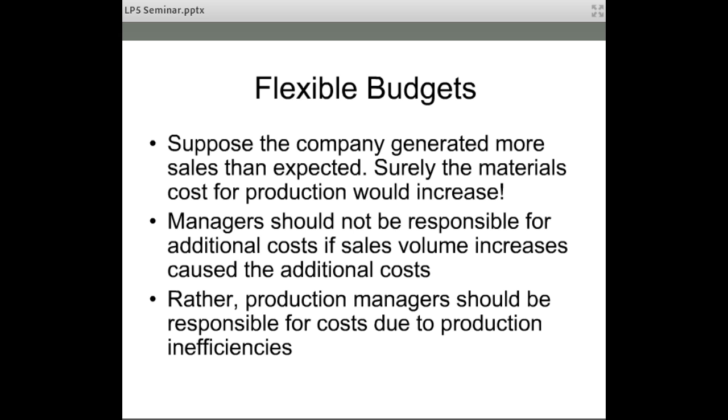Flexible budgets are a wonderful tool for managers. Suppose the company generated more sales than expected. Surely the materials cost for production would increase. Managers should not be responsible for additional cost if sales volume increases, because that's the cause of the additional cost. Rather, production managers should be responsible for the cost due to production inefficiencies.